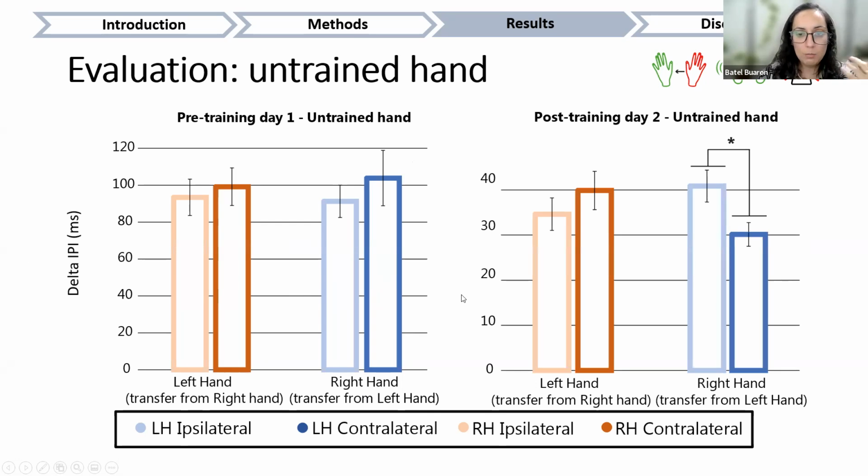On the second day, again, we see improvement. You can see the reduction in the y-axis. We can see similar patterns of results. In the left hand training groups, the right hand was better if they trained with contralateral feedback relative to ipsilateral feedback.